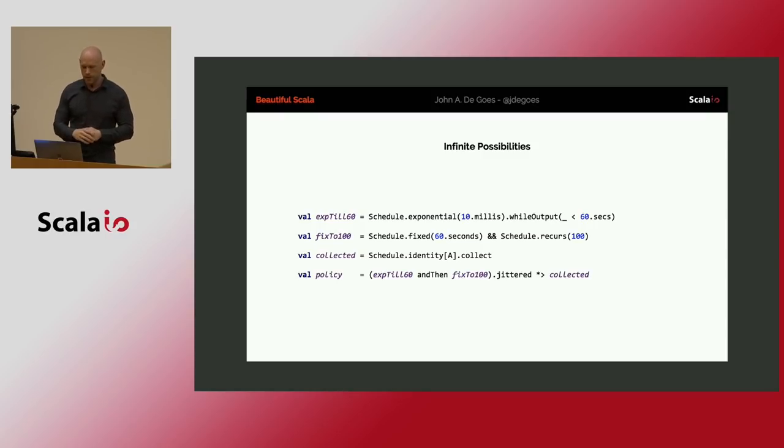This particular one does exponential, starting from 10 milliseconds and scaling up from then for as long as the duration is less than 60 seconds. And then after it's done with that one, it switches over to a schedule that does fixed repeats at 60-second intervals, but will only go up to 100 times. And then it jitters that schedule, so it adds some random amount of delay to the delays produced by that schedule. And then it just collects all the inputs. So this would be useful for some sort of distributed scenario in which you're hitting a web API and you need to use exponential backoff combined with jittering.